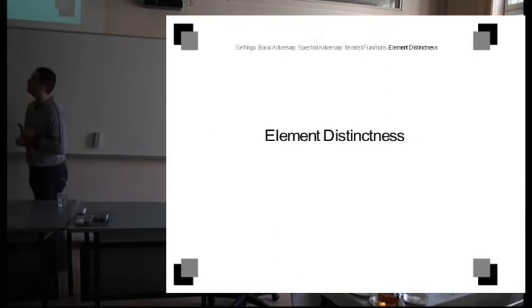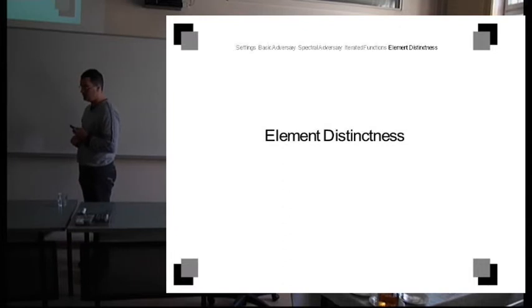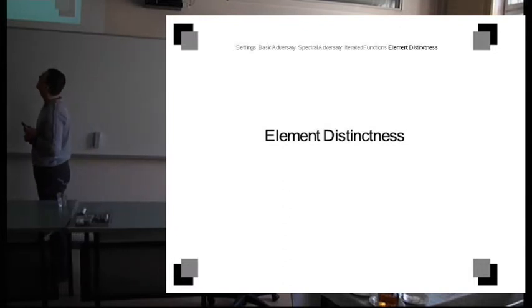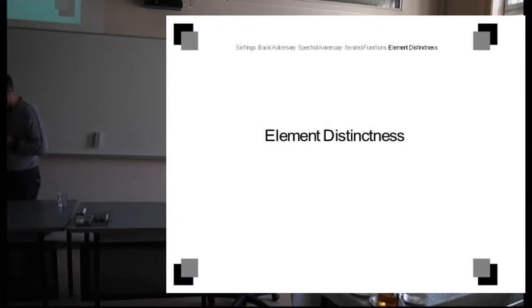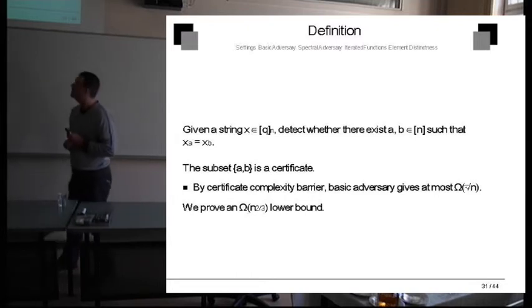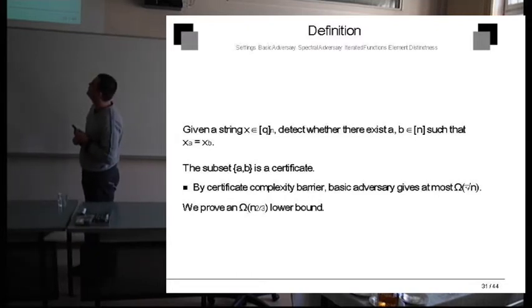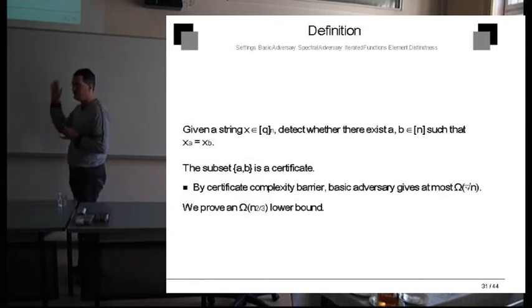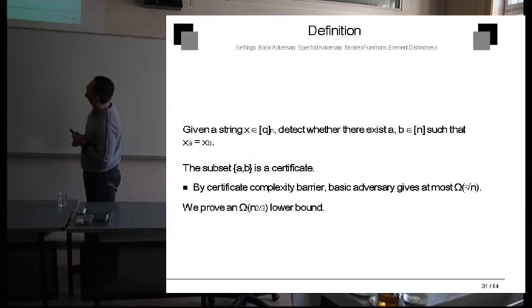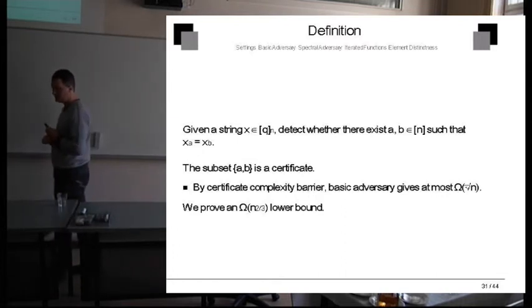Okay, and I'm going to end with element distinctness. So I'm going to show the spectral adversary for this function, and this function is not iterated, so it cannot be treated in this way. It is defined like that. We are given a string x of length n, and each element of the string is an integer from 1 to q, and the task is to detect whether there exist a and b in [n], different, such that x_a equals x_b, so two equal elements.